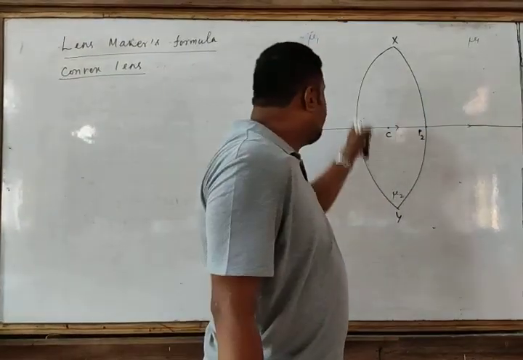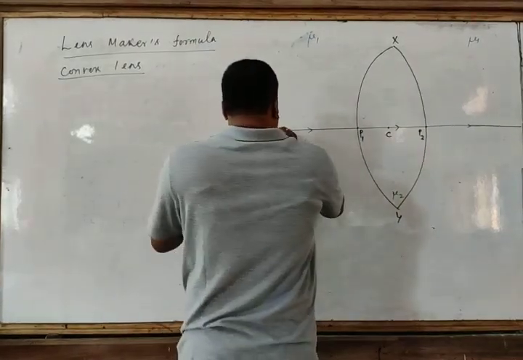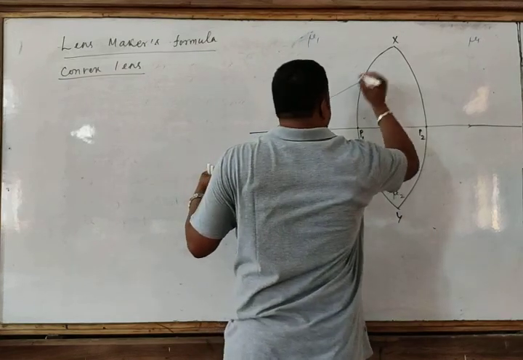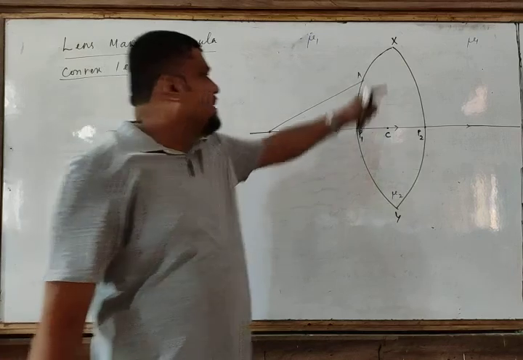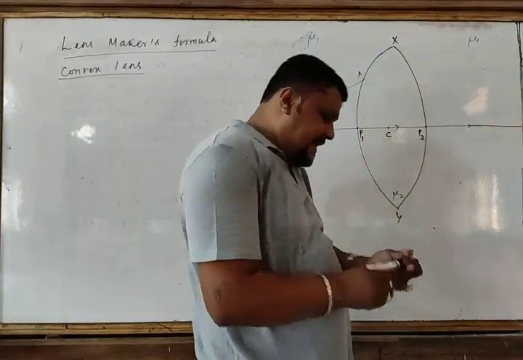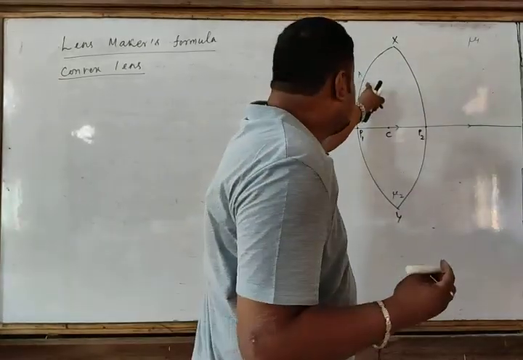Because a ray incident at the pole goes on undeviated. Another ray is incident at the point A on the convex refracting surface XP1Y. Then it has a center of curvature; the surface has a center of curvature.